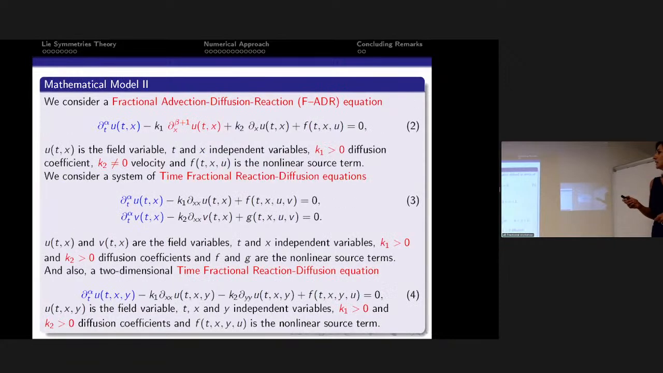Here, we have also considered the question number 2. This represents an example of a more general fractional differential equation. In particular, we have the diffusion-reaction equation in one dimension. We have the diffusion term, the reaction term, and also the advection term, where k2 represents the velocity, which in this case we consider a constant, and in general we can consider it a function.